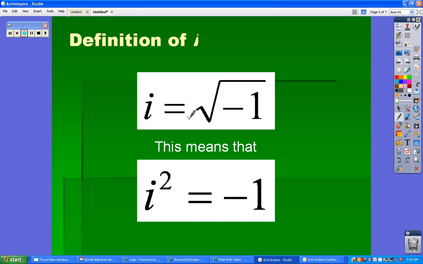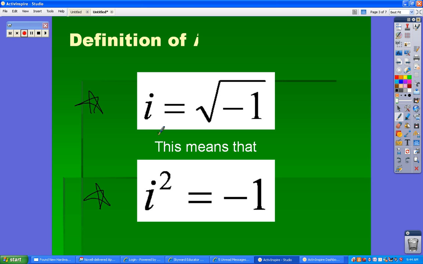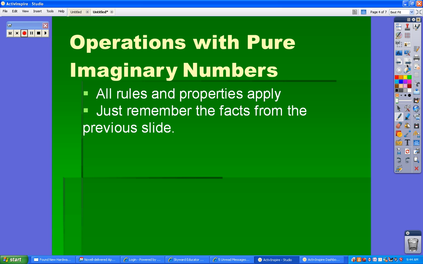Okay, i is the square root of negative 1. And because of that, i squared is negative 1. These two facts you use all the time, so you need to have those memorized. And it will be easy to do after we do our homework today. So we're going to jump right in there and do some of these problems because all the rules and properties are going to apply. You just need to remember these two facts: i equals the square root of negative 1, and i squared is negative 1. Everything else will be old stuff today.